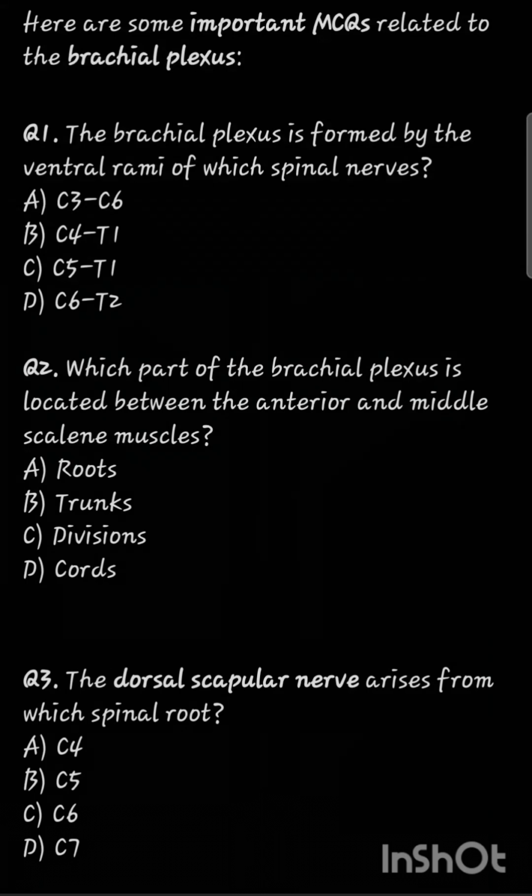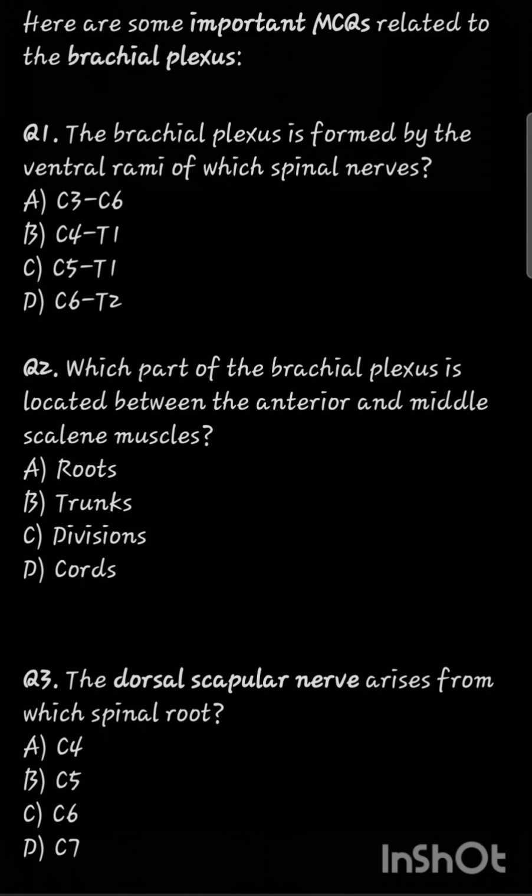Today's topic, we will discuss MCQs regarding the brachial plexus. To know more about the brachial plexus, I'll give the link in the description box. After watching it, come and practice all these questions.